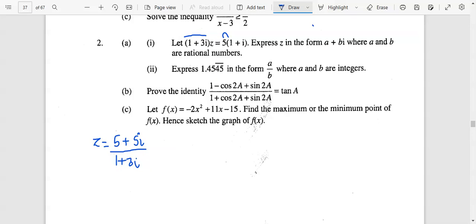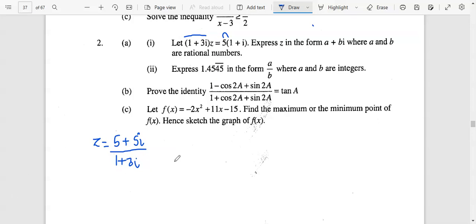So basically what we are doing, if you look at this question, you have got 1 plus 3i times z. So what we want is to make z the subject of the formula. That is why I have divided both sides by 1 plus 3i so that I remain with a z alone. And then the 5 I've multiplied with what is inside there. 5 times 1 gives us 5. 5 times i gives us 5i. So that we have what is here.